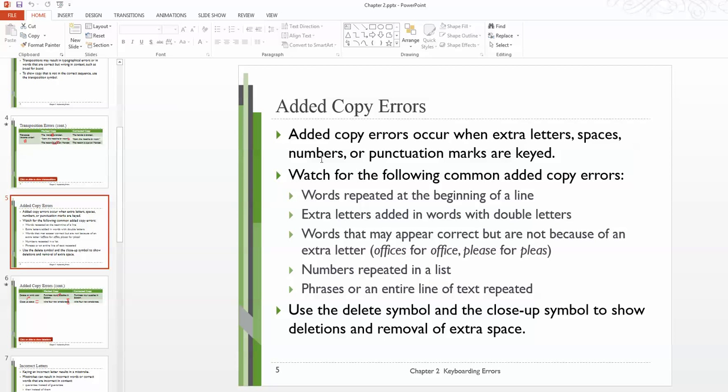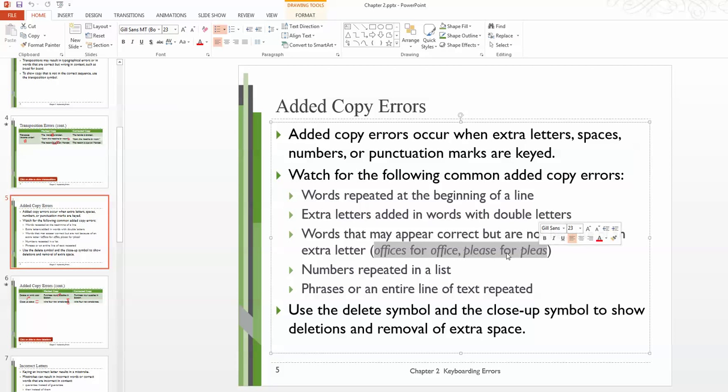If we look down here in this bullet right here, the other type of that error is adding either a D for past tense or an S for plural to a word that's not being used in that way. So office and offices, they don't mean two completely different things, but offices clearly means more than one. And if you're only talking about one office, that would be incorrect.